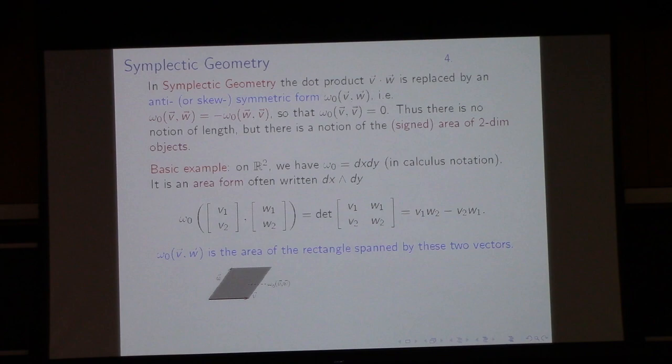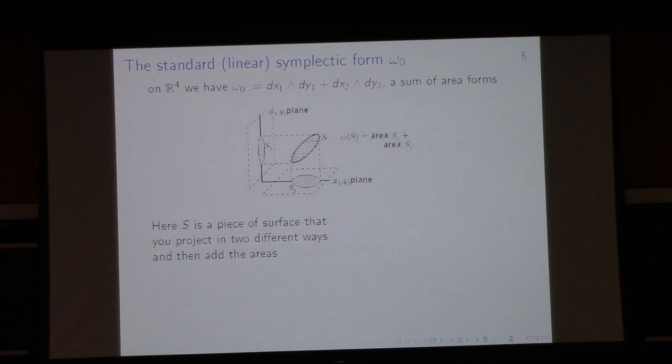And its sign depends on orientation. So I'm talking about orientation in two dimensions. Everything is oriented. So that's now, in four dimensions, you still make a two-dimensional measurement. That's the first thing to understand.